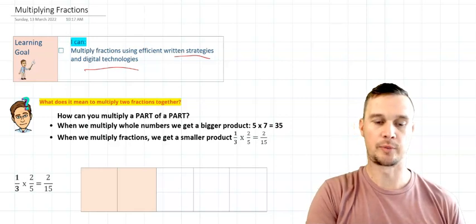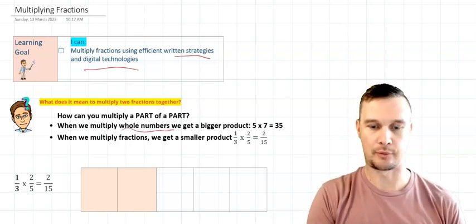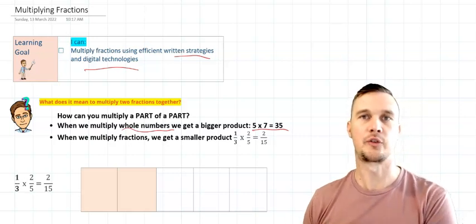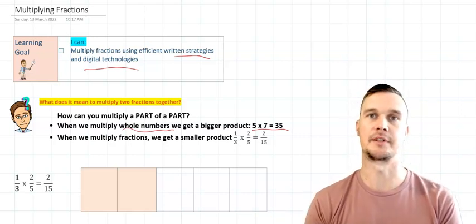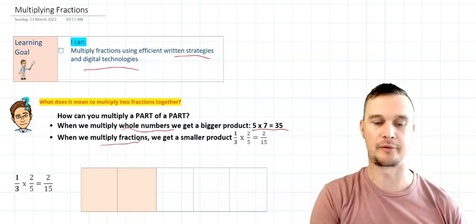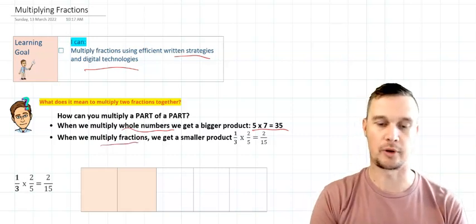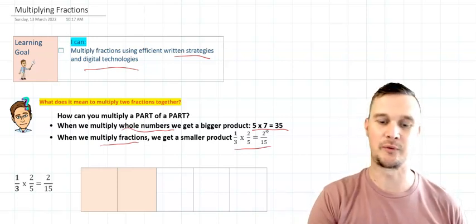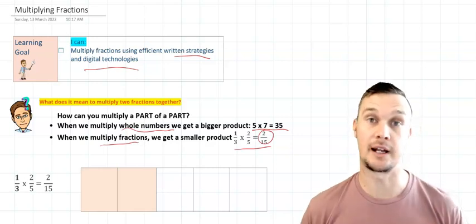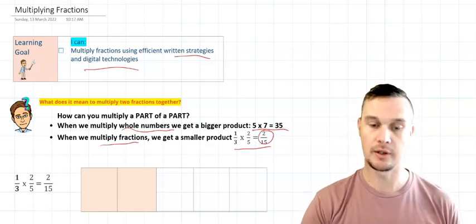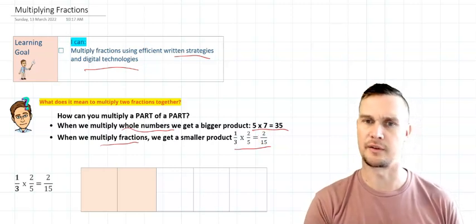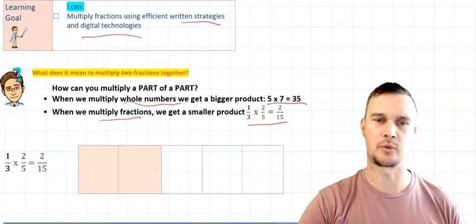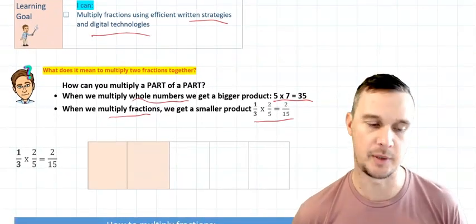When we multiply whole numbers, our product is bigger than the multipliers. So when we do 5 times 7, that equals 35, and that is bigger than both 5 and 7. But when we multiply fractions, we get a smaller product. In this example, 1/3 times 2/5 gives 2/15. In the previous video, we looked at comparing and ordering fractions, and we know that 2/15 is smaller than 1/3 and 2/5. It can get kind of complicated, so I want to use a visual example to help us understand that in a bit more detail.